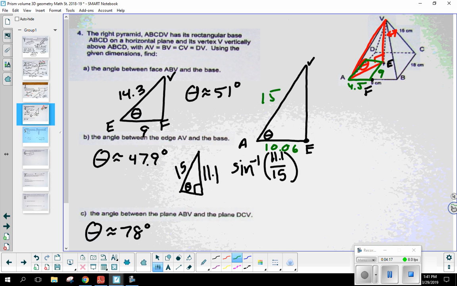All we have left is C, and we're done with the notes. Who wants to help me with this one?